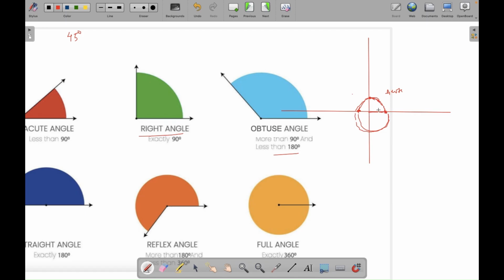Any doubt? This is 230. What type of angle is this? Is it an acute angle, an obtuse angle, a right angle, a straight angle, a reflex angle, or a full angle?